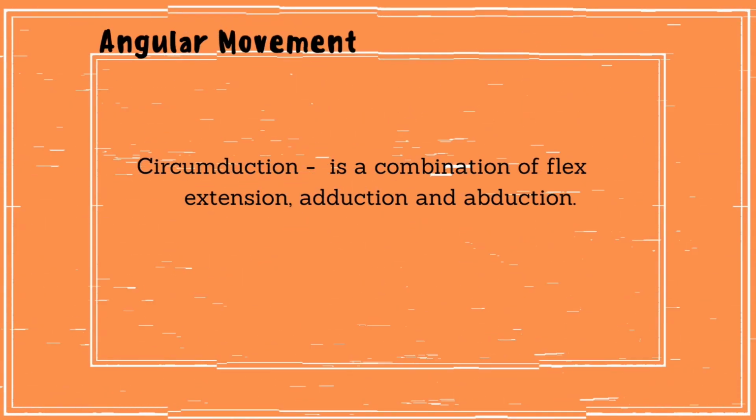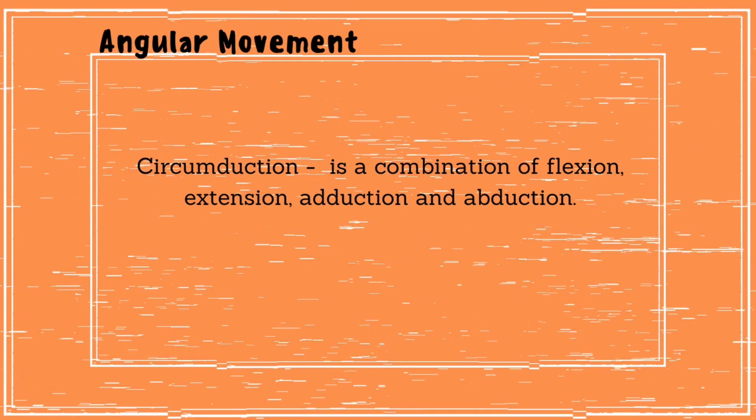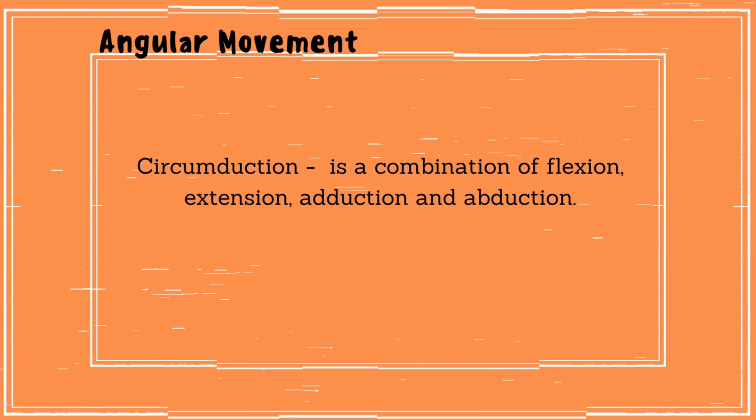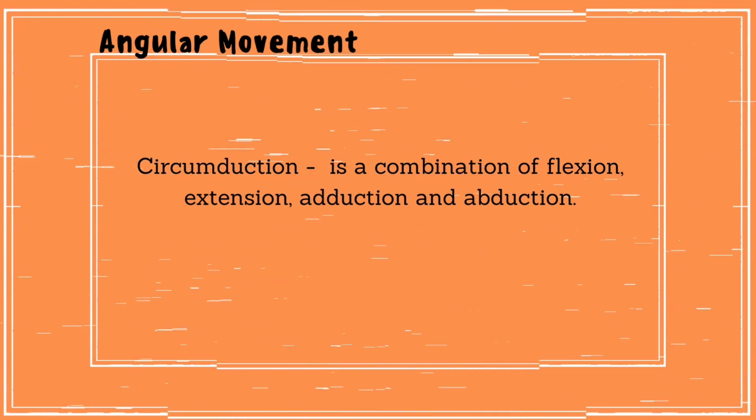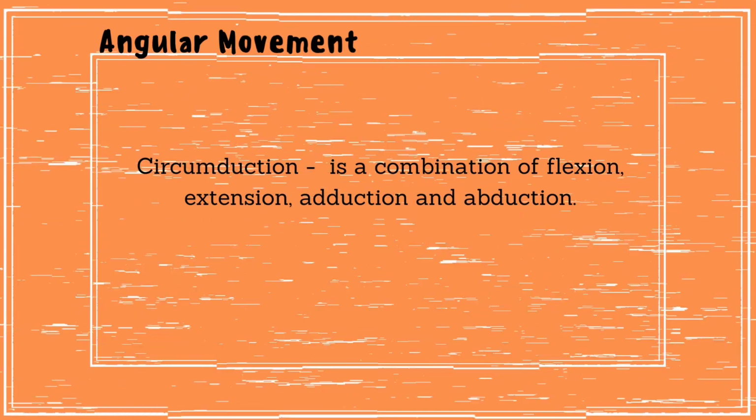And the last is the circumduction. Circumduction is a combination of flexion, extension, adduction, and abduction. When my upper limb and lower limb is circulating, that's what we call circumduction. This is the mix of abduction and adduction.